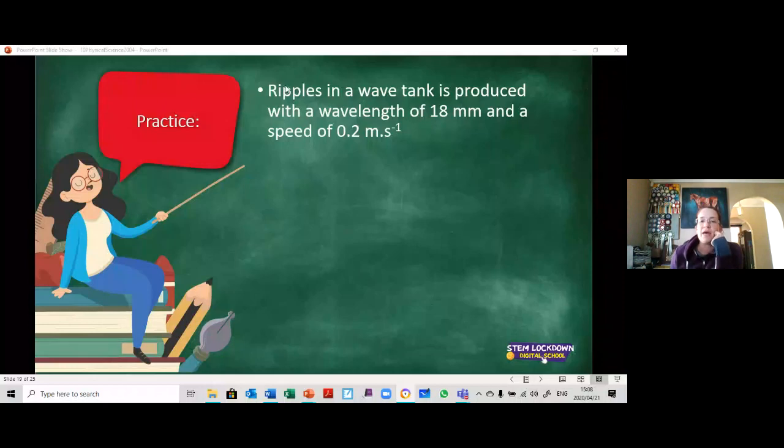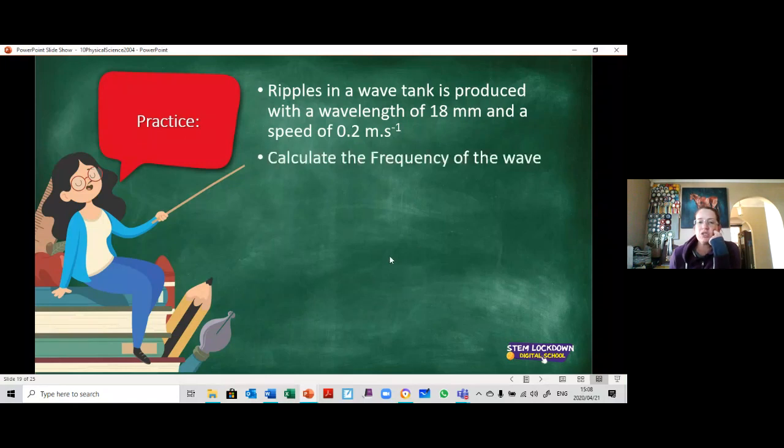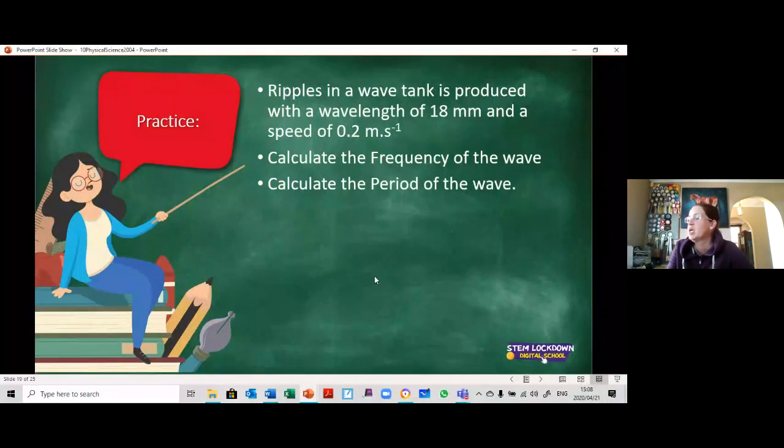Right, so we have ripples in a wave tank. They are produced and have a wavelength of 18 millimeters. And a speed of 0,2 meters per second. So the questions are, firstly, calculate the frequency of the wave, and secondly, calculate the period of a wave. Now I'm warning you beforehand, that there's two ways of calculating period.